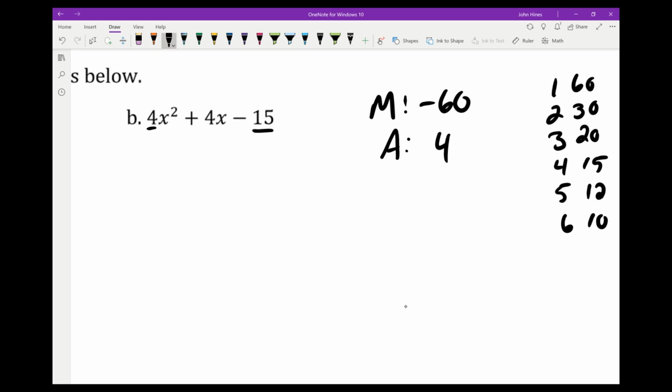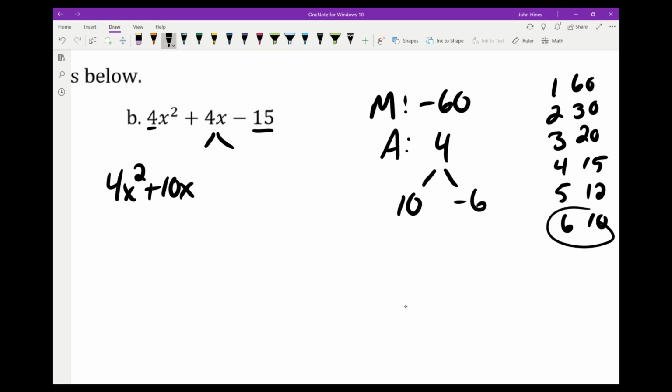So which of these combinations gets me to 4? Notice one's positive and one's negative. So who's 4 apart from each other? 6 and 10. I think we go 10 minus 6 is how I'm going to do it. So split your middleman. 4x squared plus 10x minus 6x minus 15.